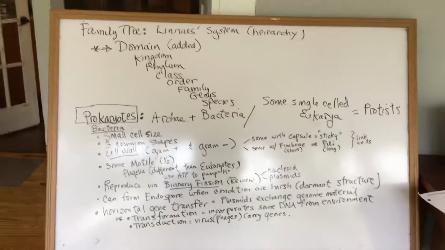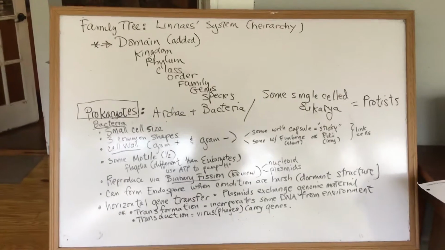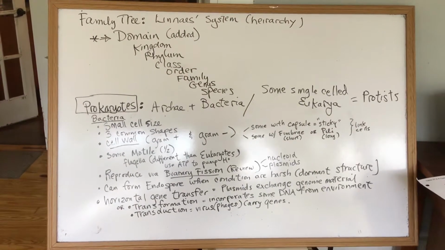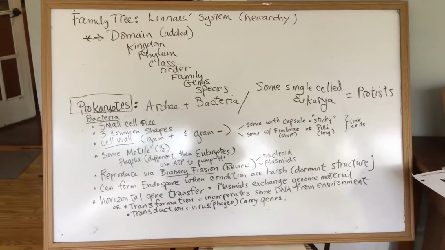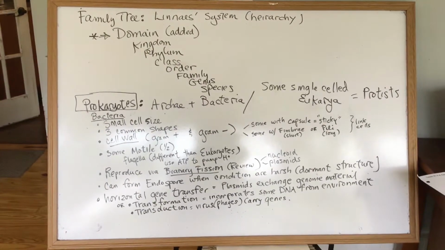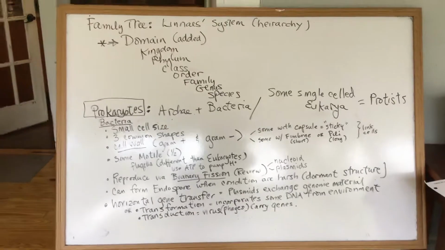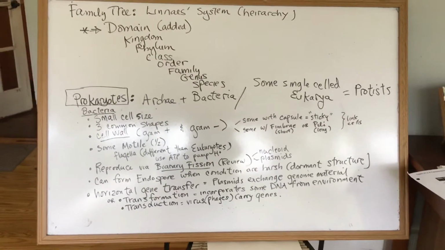Family tree, that is Linnaeus's hierarchical system that you probably talked about in Core 1, that is the kingdom, phylum, class, order, family, genus, and species, has been modified a little bit by adding the domain at the top. So in other words, they have a larger group in which you have kingdoms underneath that. And I'll talk about what that is in just a second.